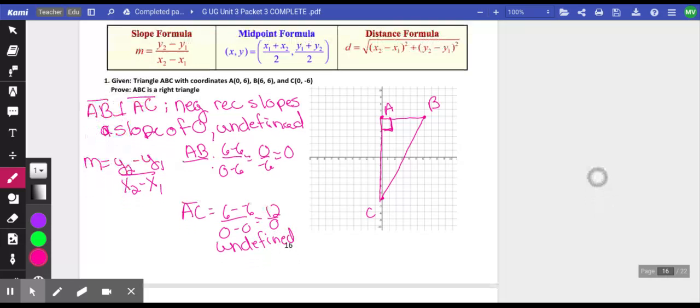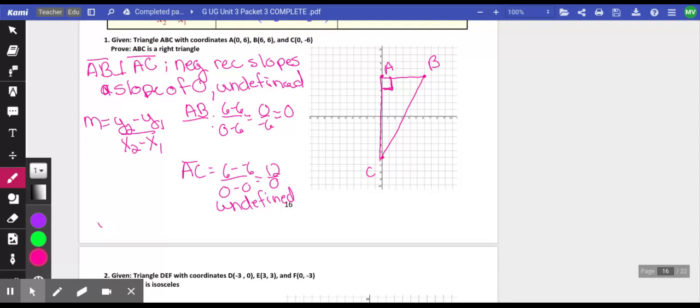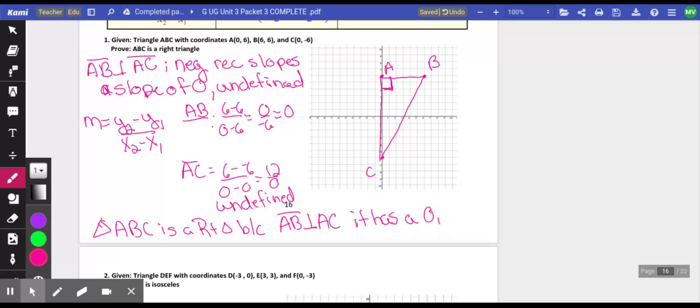So now I write my conclusion, which is that triangle ABC is a right triangle because AB is perpendicular to AC. It has a 0 slope and an undefined slope.